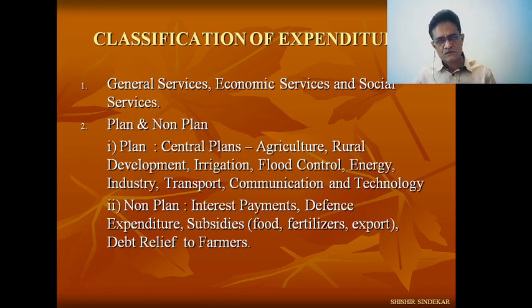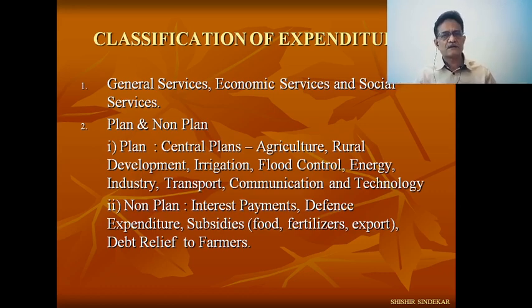So there are three types of services: general services, economic services, and social services. Previously there was an idea to bifurcate the expenditure in this way: developmental expenditure and non-developmental expenditure, or plan expenditure and non-plan expenditure. In developmental expenditure, if the government is going to create some dam or road or industry, it will be called developmental expenditure. When the government was spending on education, it was called non-developmental expenditure. Later on the classification was abandoned.